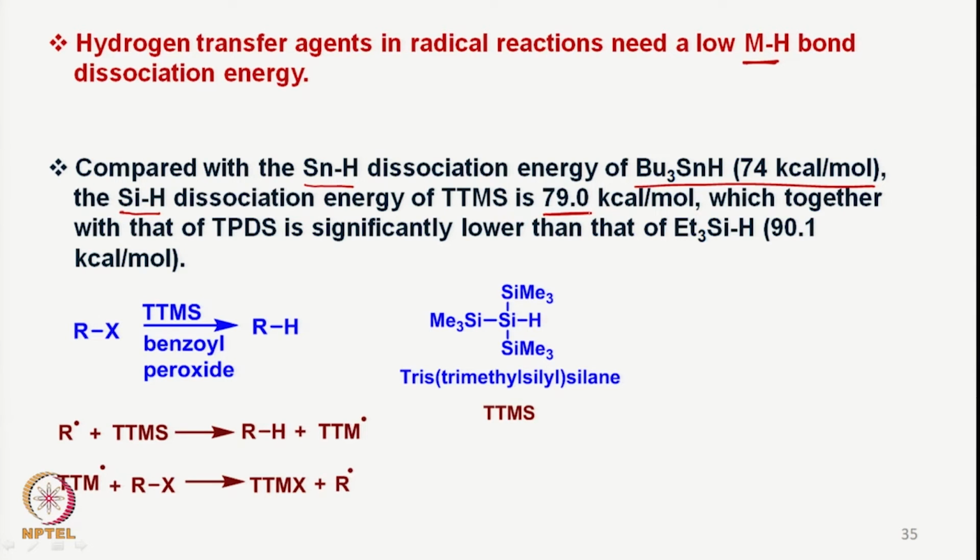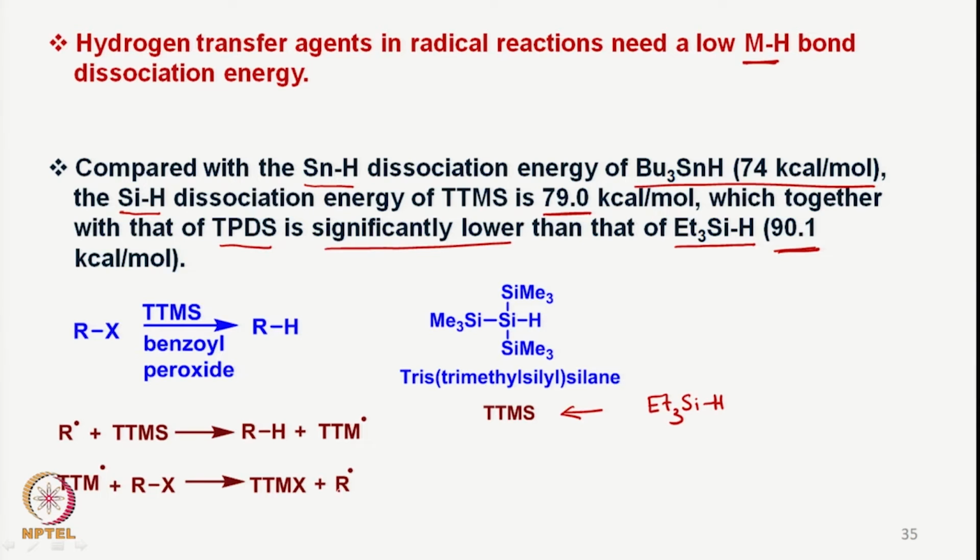So, it is very close, which together with that of tetraphenyl disilane is significantly lower than that of triethylsilane. So, if we compare the reducing ability of this versus, say, triethylsilane, the triethylsilane-based reagent requires high energy. That is the reason why TTMS, tris(trimethylsilyl)silane, or tetraphenyl disilane is used.